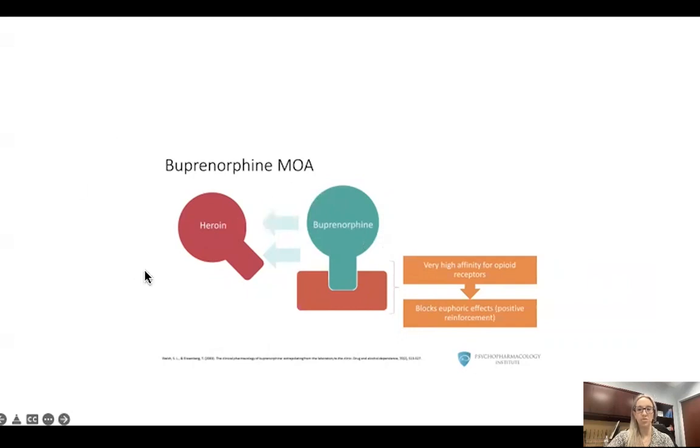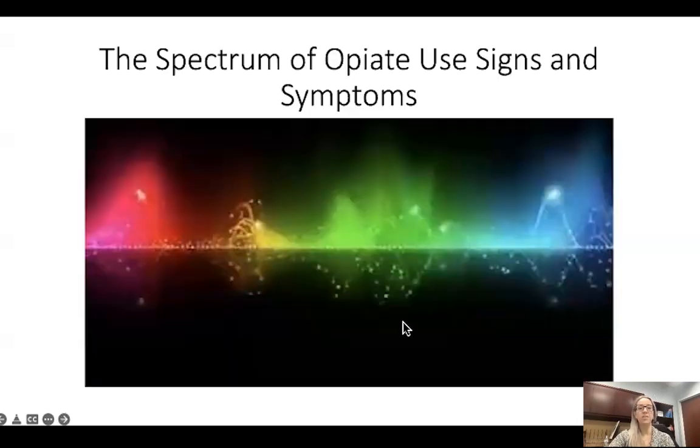So what happens is withdrawal, right? And we're going to talk about some of the symptoms you'll see in withdrawal, but that's why it's super important that we score these people for how much withdrawal they're actually in, because if they're not in enough withdrawal, we can actually, with this medication, push those opioids out of that receptor and actually induce withdrawal and make people pretty uncomfortable. So let's talk about the spectrum of opiate use signs and symptoms.